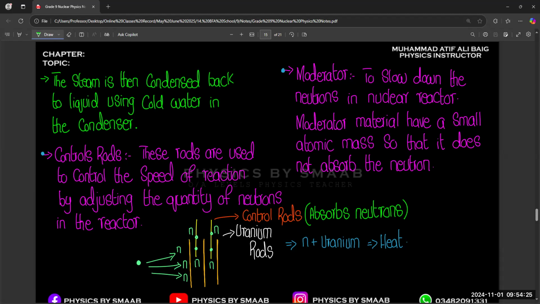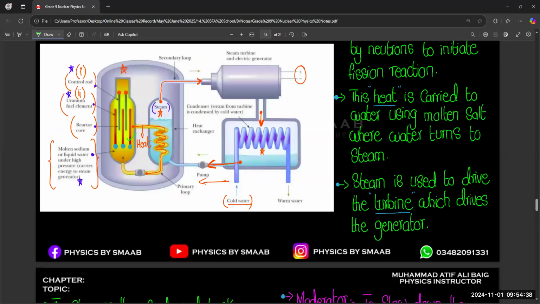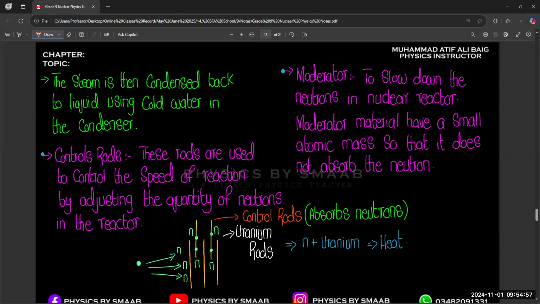So the moderator is like a liquid or chemical we are using in the reactor. Just like in the diagram, you can see there is molten sodium or liquid water. Okay, so this is called the moderator. On the name of moderator, we are using a liquid or a solution of any type of liquid to moderate your reaction. Moderate means to keep your reaction in a stable state, like you will not get a very high amount of energy or a very low amount of energy. It will be around your average value of thermal energy.